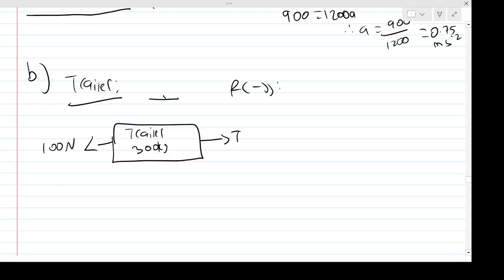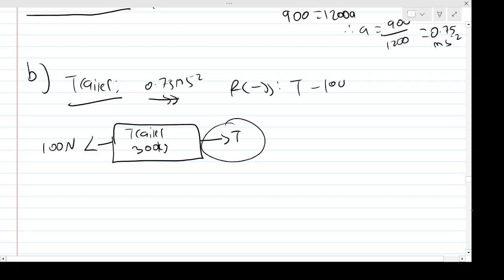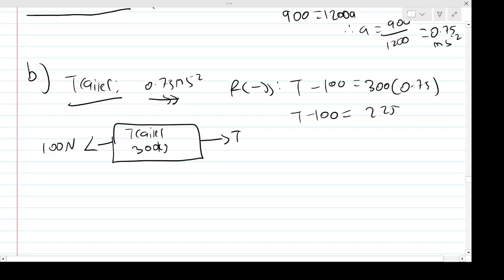again it's accelerating forwards. Well, we worked out the acceleration, it's 0.75. So the forwards force is T, take away 100 newtons, that's going to equal ma, so 300 lots of 0.75. So at that point we can solve for T, so T take away 100 is 225, so if I add 100, T is 325, and there we are.